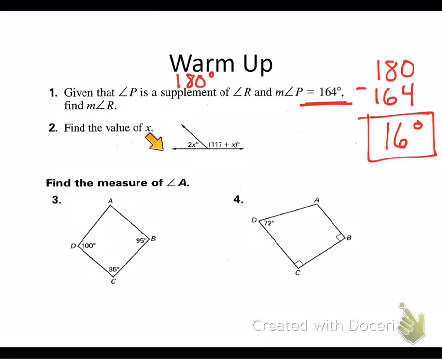We know about a straight line. What does it add up to? 180. So what do you think I should do with these two angles right here? Add them and set them equal to 180. Yeah, good. So 2x plus 117 plus x equals 180.